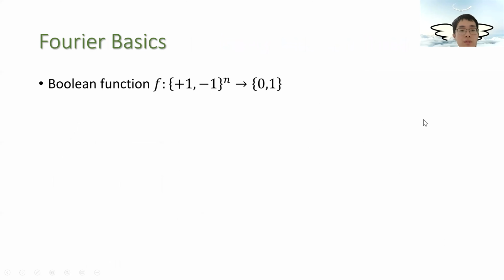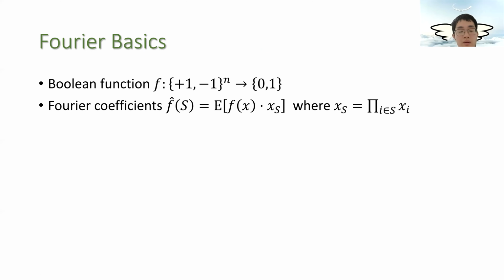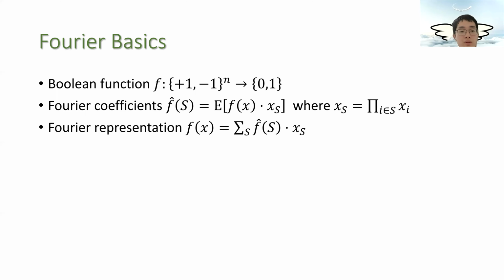And here are some Fourier basics. We will consider Boolean functions where the input domain is the +1 -1 hypercube and output value is 0 or 1. And the Fourier coefficients are f hat s, defined for each possible subset s. That is the expectation over uniform random input x of f(x) times x_s, where x_s is just the product of x_i for all i in S. Given Fourier coefficients, we have a unique Fourier representation for every Boolean function. We can represent it by the summation over all possible s of the Fourier coefficient times the Fourier character x_s.